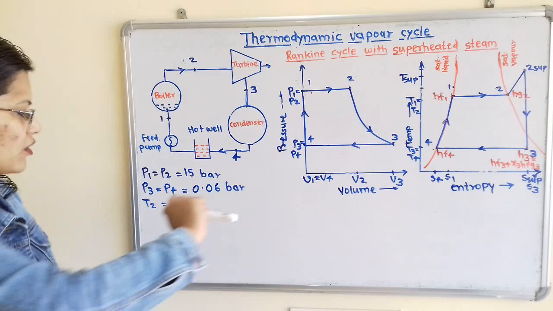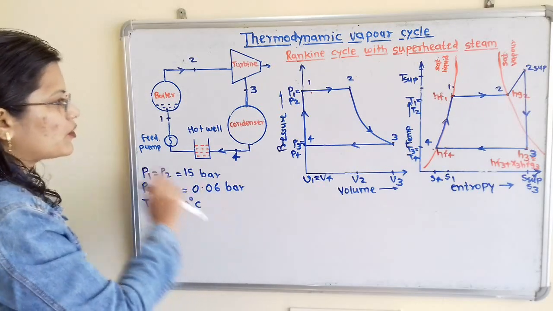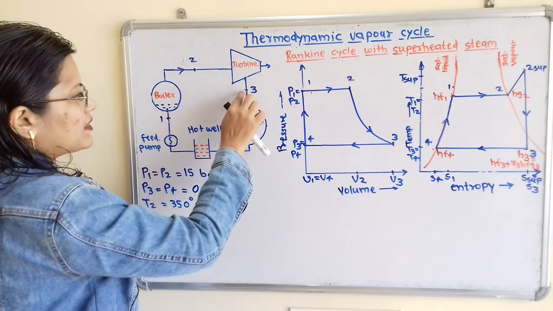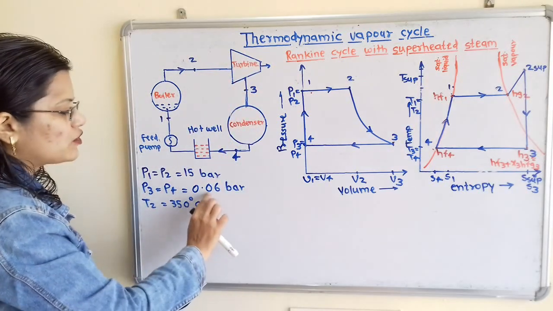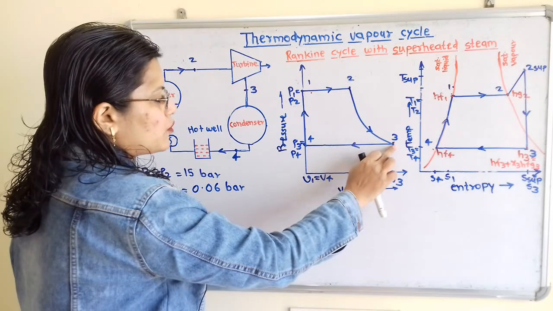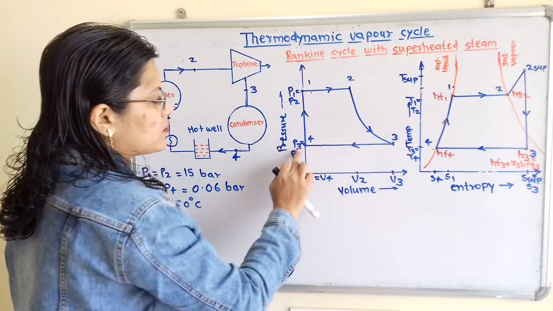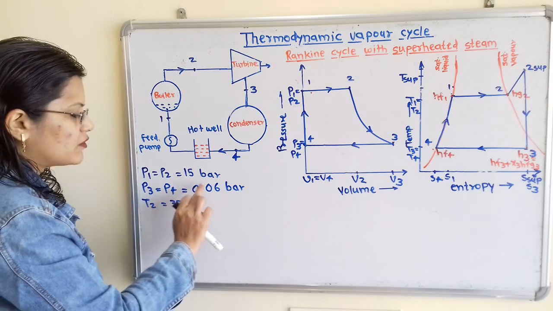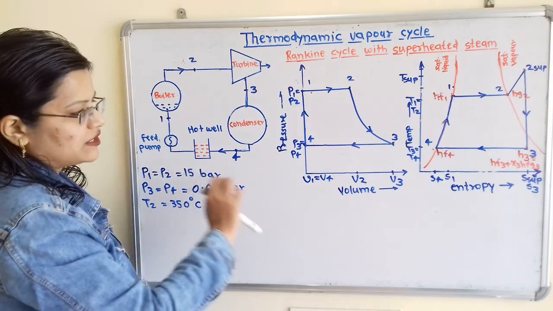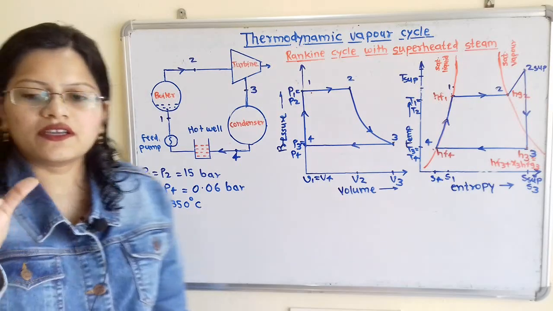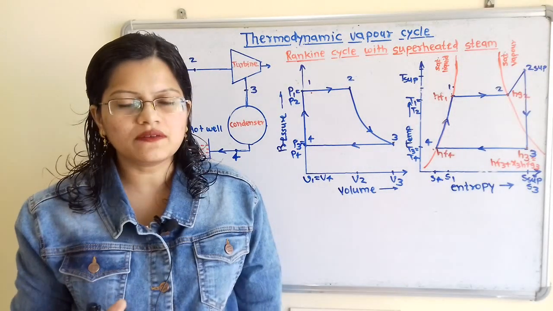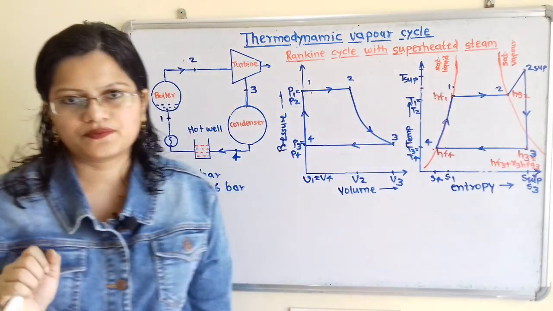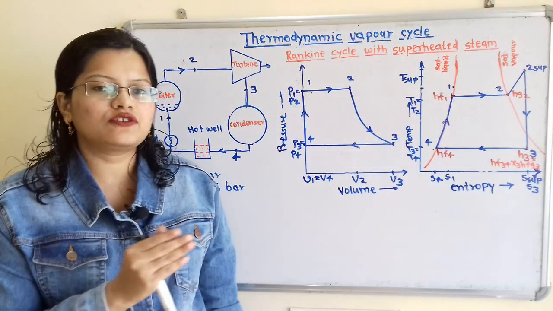And steam exhausts at a pressure of 0.06 bar. So when the pressure decreases in the turbine, at point 3 the pressure is 0.06 bar, but process 3 to 4 is taking place at constant pressure. So we will say that P3 is equal to P4 is equal to 0.06 bar.